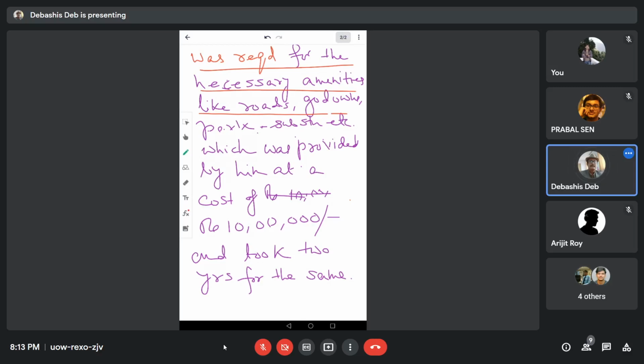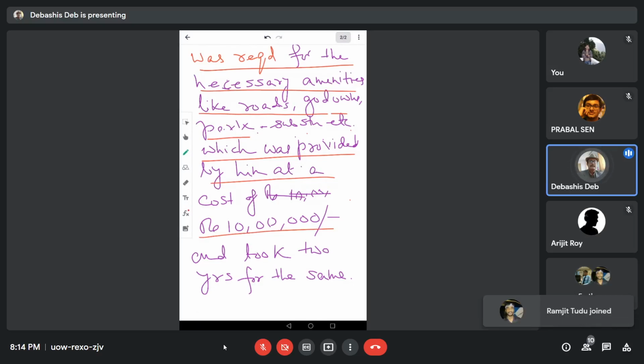So here also, the park and substation were provided by him at a cost of 10 lakhs. He invested another 10 lakhs for construction of the road, park, godown, etc., which took 2 years. This construction of park and road was not done in a single day. It was done over a period of 2 years. Okay.